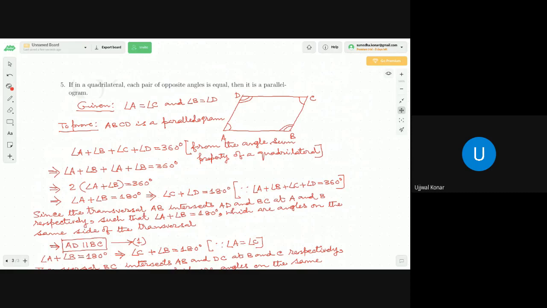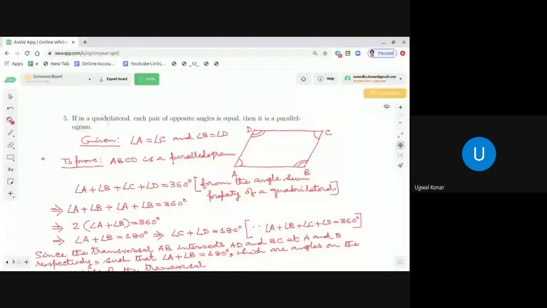If you look into the previous one, that in a parallelogram, the pair of opposite sides are equal. Correct or not? That's what we have proved in the previous one. Yes, sir. We proved that opposite angles of a parallelogram are equal. That's what we have proved.